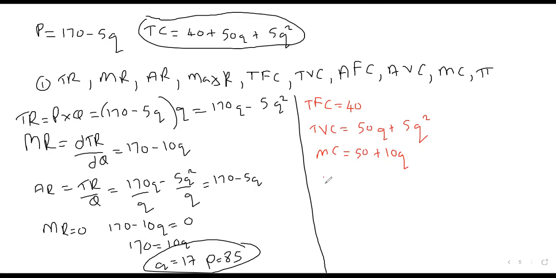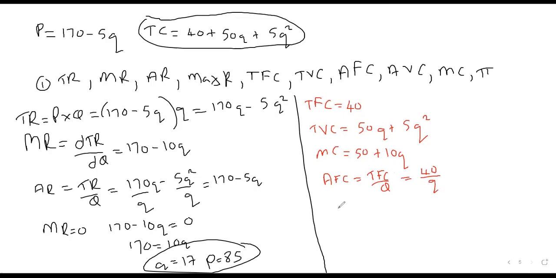How do we find the average fixed cost? We divide the total fixed cost by quantity. So our total fixed cost was what? 40. We divide by quantity, we just remain as 40 over quantity. Can't simplify any further.